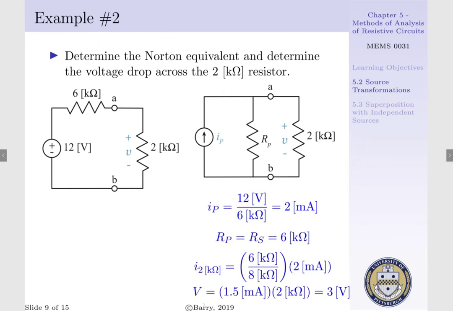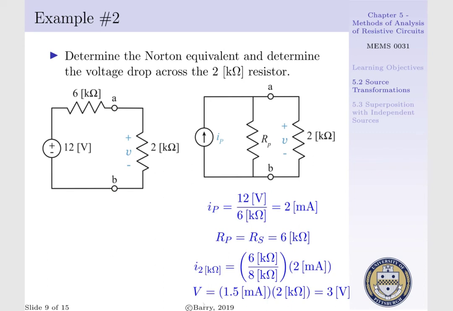Last but not least, to determine our voltage potential across our 2 kilo ohm resistor, we have to take the current running through said 2 kilo ohm resistor, i.e. 1.5 milliamps, times said resistance to give us 3 volts.